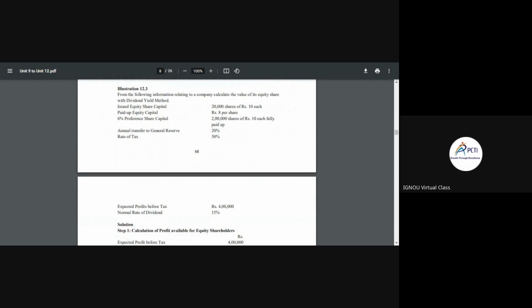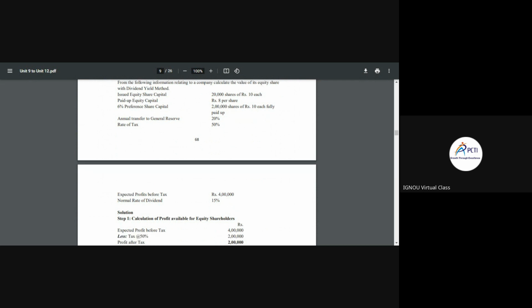So in the illustration which we have, we need to calculate the value using the dividend yield method. First of all, we take issued equity share capital, that will be 20,000 shares of rupees 10 each. Then paid up equity capital is rupees 8 per share. 6% preference share capital, 2 lakh shares of rupees 10 each fully paid up. Annual transfer to general reserve 20%, rate of tax 50%, expected profits before tax 4 lakh, normal rate of dividend 15%. Here we have a solution.